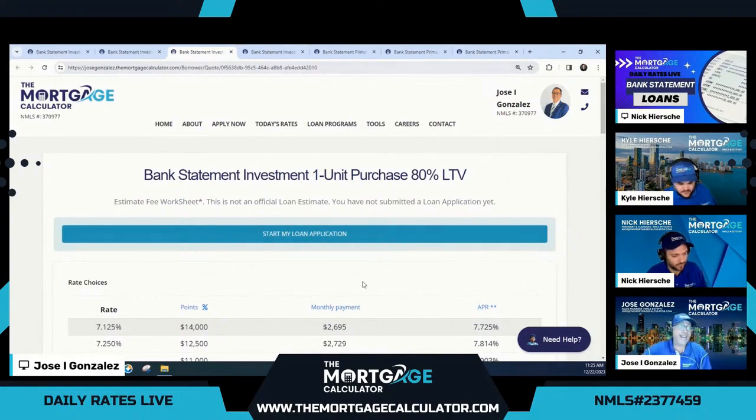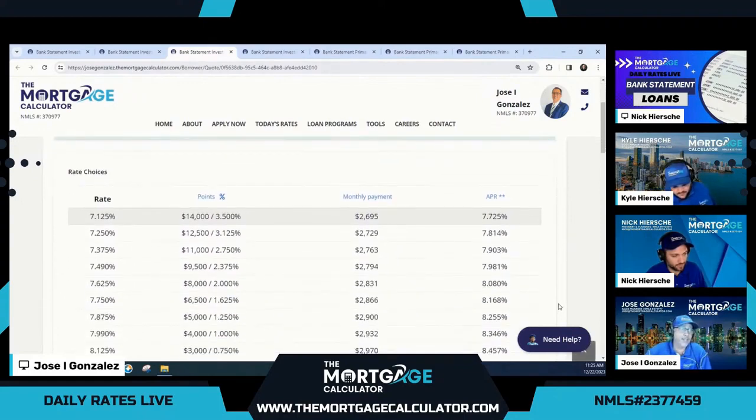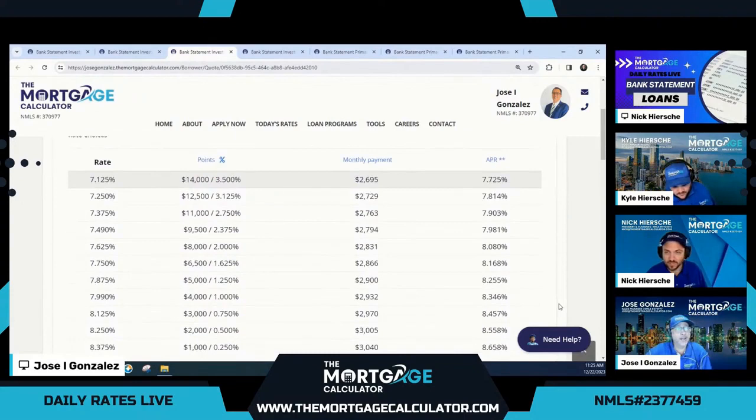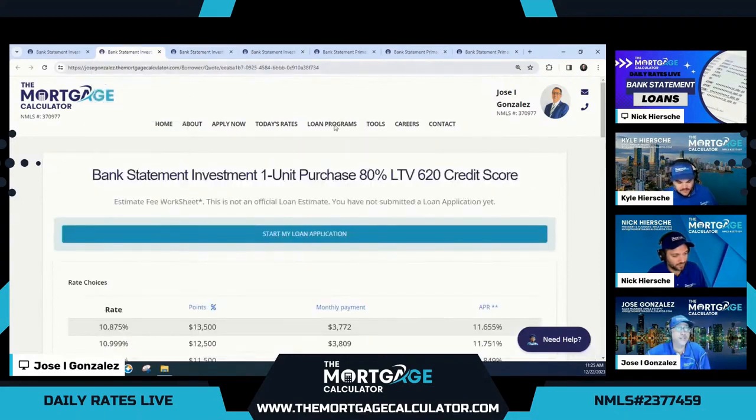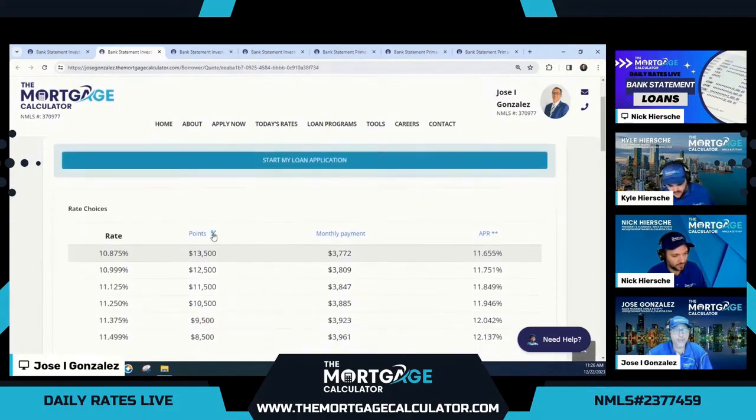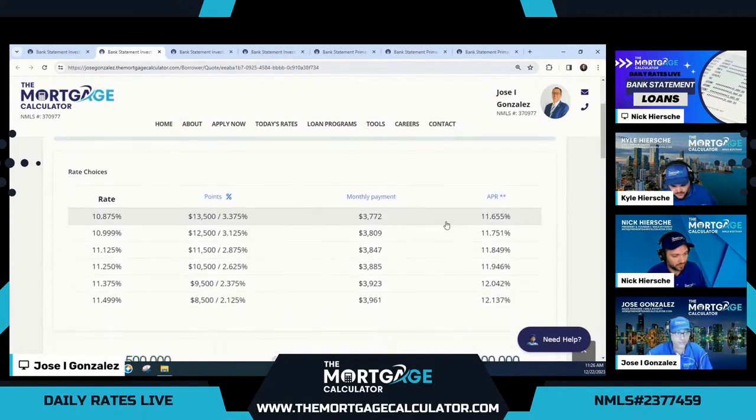So now our 80% option with a 3-year prepay, look at that. You actually have a lower rate there than we had on the primary. So we're looking at 8.49% is at par. Check that out. And you can buy that down to 7.125%. And on our investment 1 unit, 80% with a 620. Again, we can do 80% with a 620, which is pretty remarkable. 11.499 lowest cost option, and you can buy that down to 10.875.